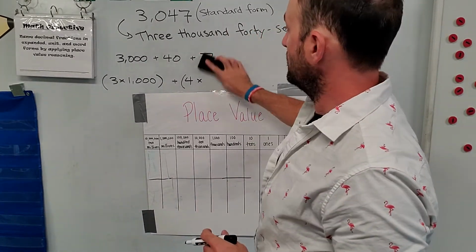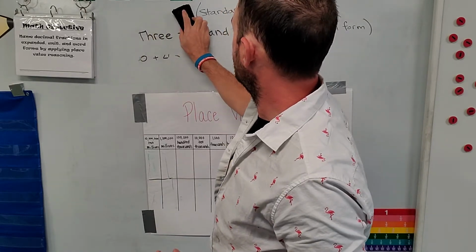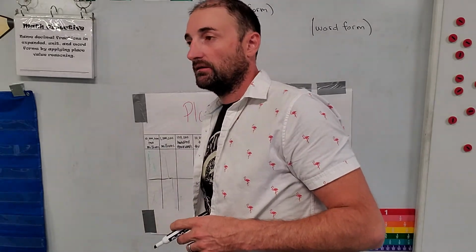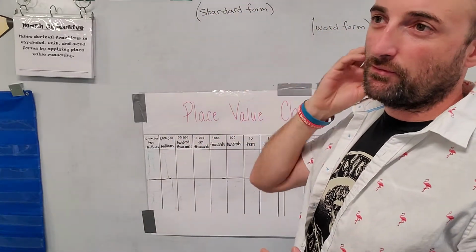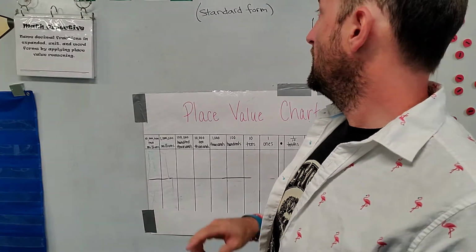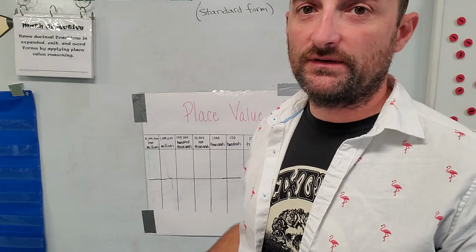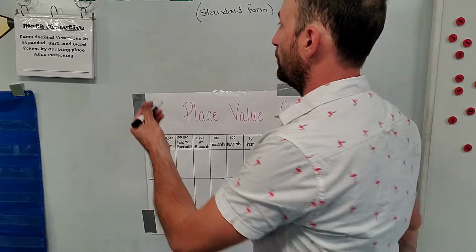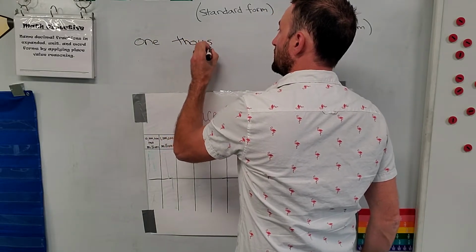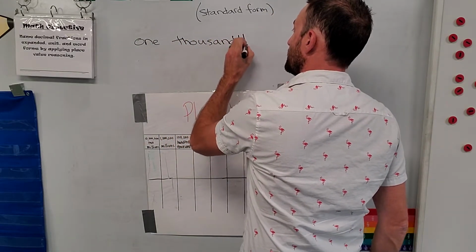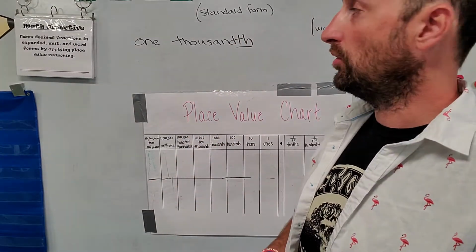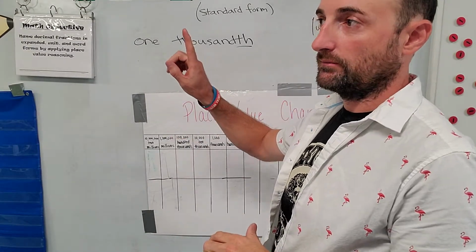So I want you to think about the number one thousandth. How is one thousandth going to be shown in standard form or in numerical form? How would we write it in word form? Sometimes word form is the easiest because we can hear ourselves as we say it. So one thousandth. And that TH is important because it tells us that not only is it on the decimal side, but it's a part of a whole. It would mean 1,000 of these would make 1.